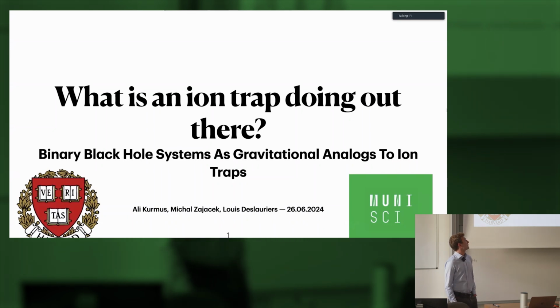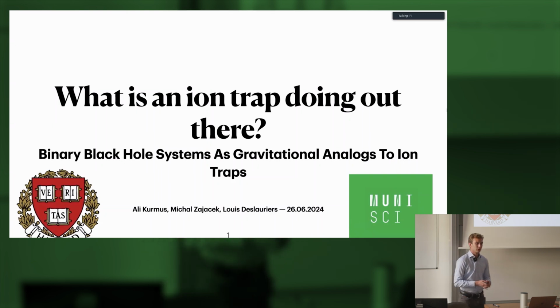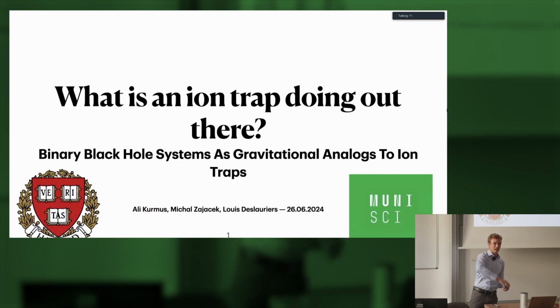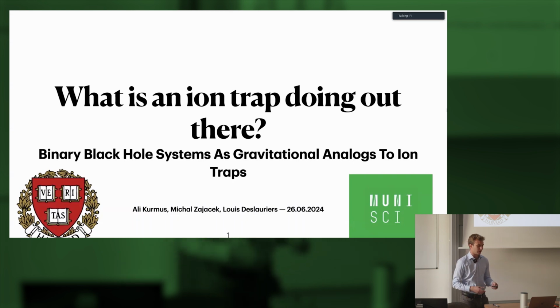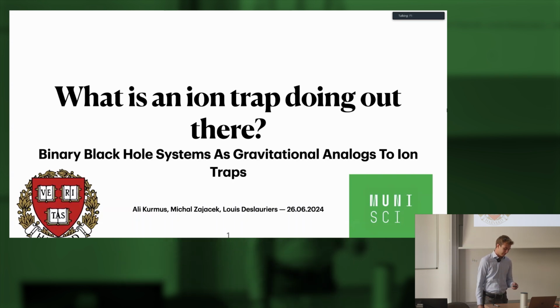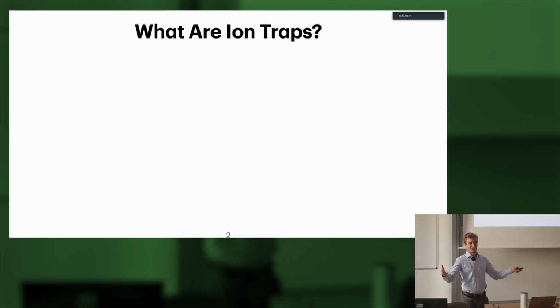This talk is titled, what is an ion trap doing out there? And yeah, it's a great question. And more officially, binary black hole systems as gravitational analogs to ion traps. I'm aware that this sounds a little too complicated because there are ion traps and black holes, how do they all come together? So well, let's start with what ion traps are.